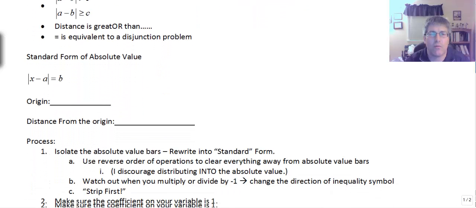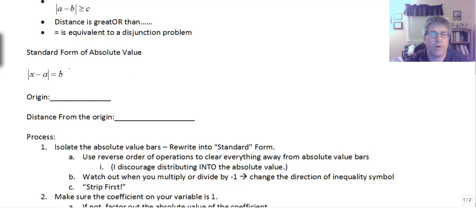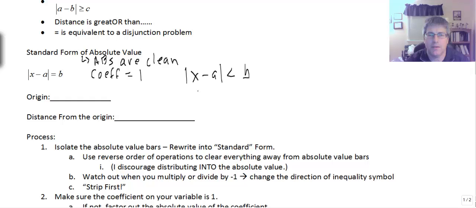So let's take a look at standard form of an absolute value. When I talk about standard form, we have a couple things going on. Everything is cleared away from the absolute value. Also in standard form, our coefficient on our variable, in this case x, is 1. We can have standard form on an equation, but we can also have it on an inequality like the absolute value of x minus a is less than b, or the absolute value of x minus a is greater than or equal to b. This is all standard form because everything's cleared away and our coefficient is 1.